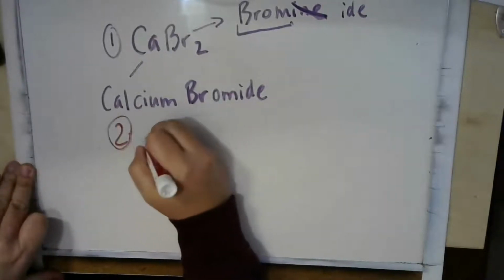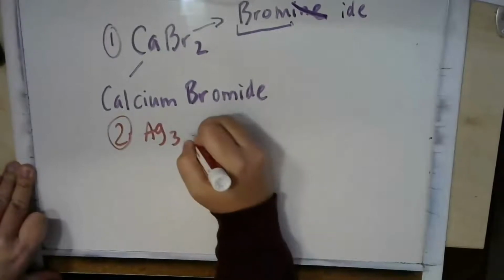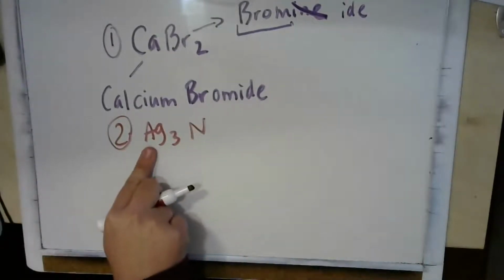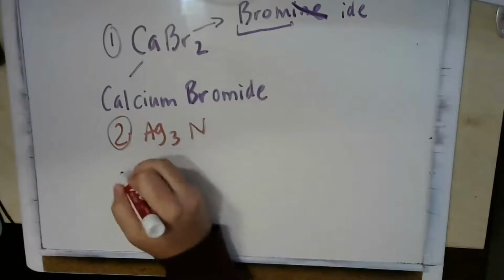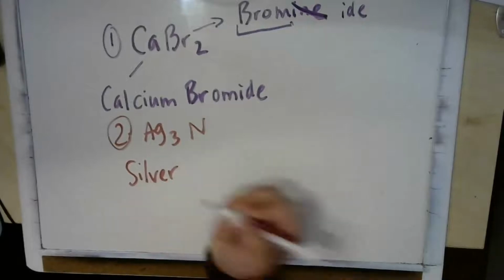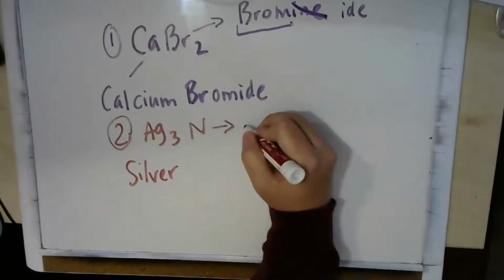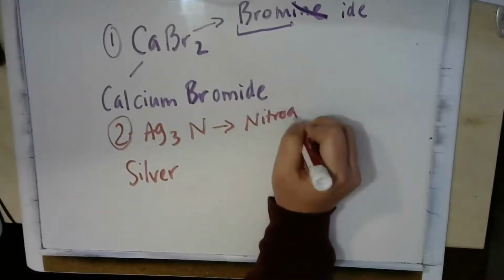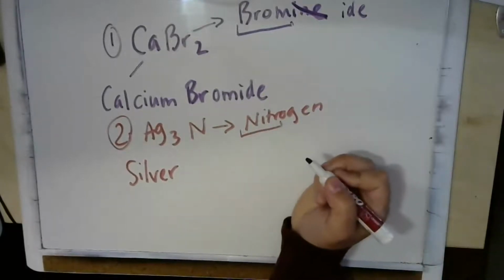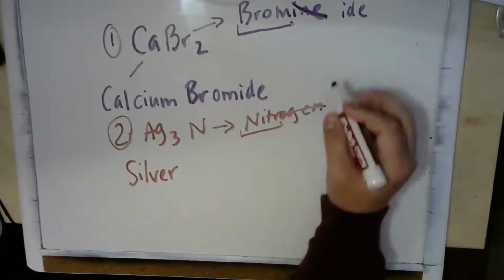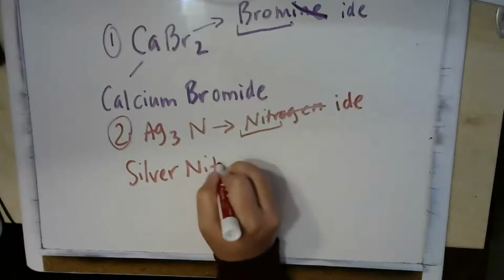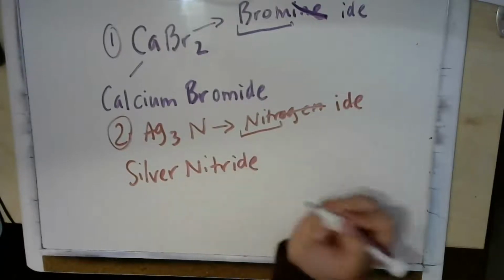For the second one, we have Ag3N. Again, we have a metal whose charge never changes, and we know that Ag is silver. Here we have nitrogen. That's the base for nitrogen, so we'll get rid of the rest and replace it with IDE: silver nitride.